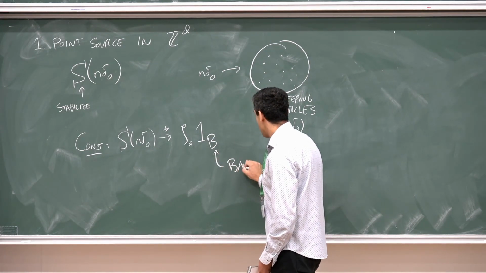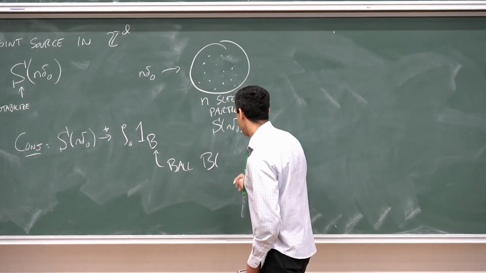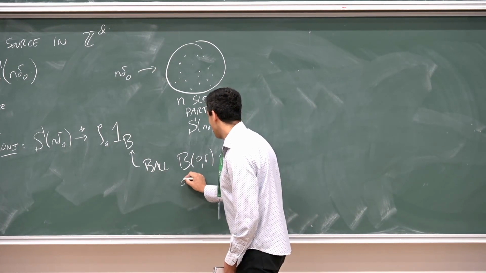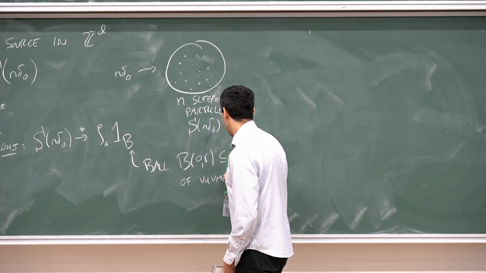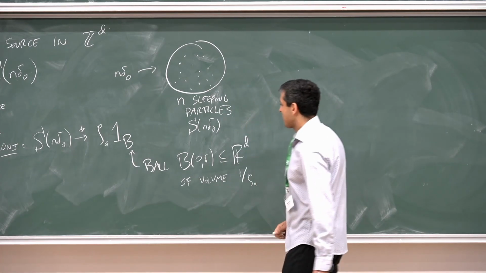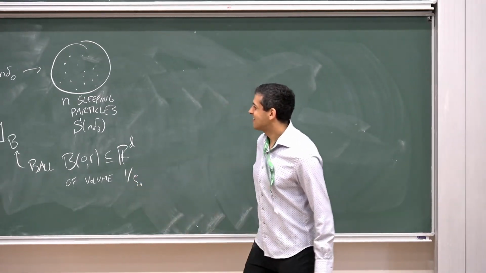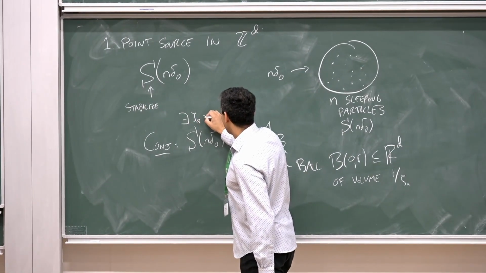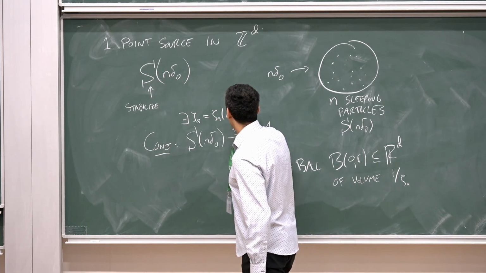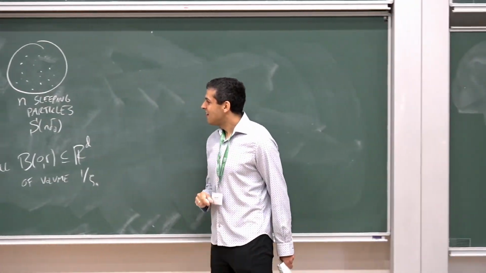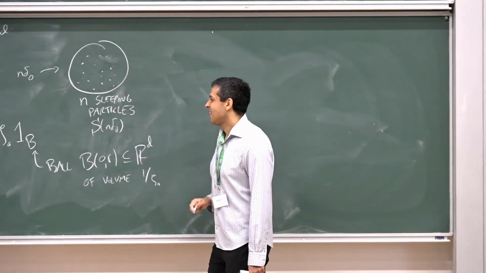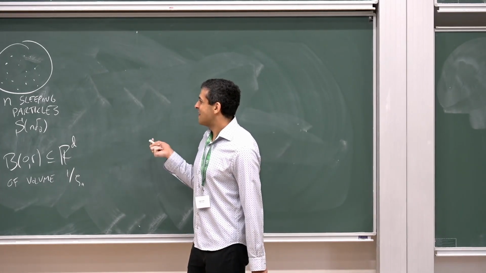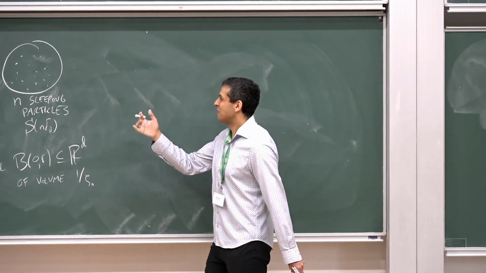This is a ball in R^d of volume 1 over zeta A. So the conjecture is that there exists this constant zeta A. It depends on the dimension and also on the sleep rate. It's useful to think of decreasing the sleep rate. If the sleep rate is very high, then your particles fall asleep almost immediately.